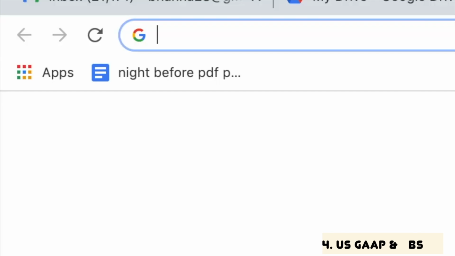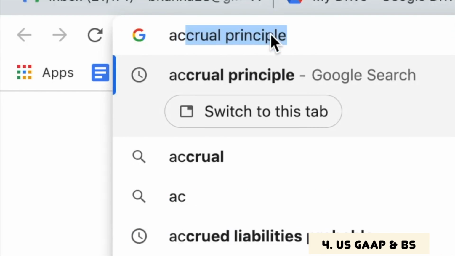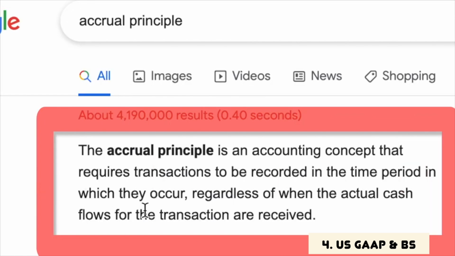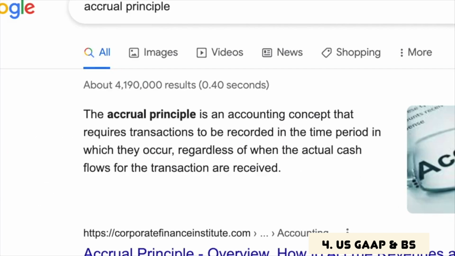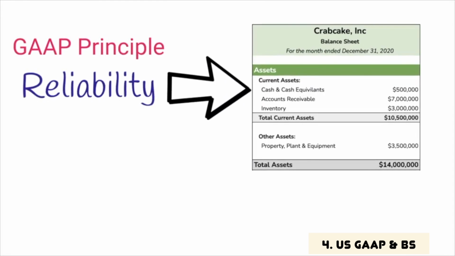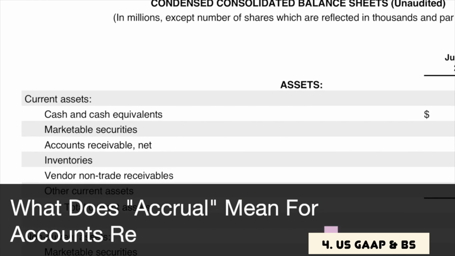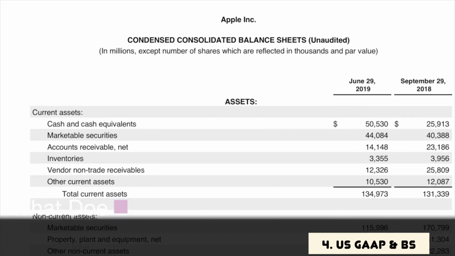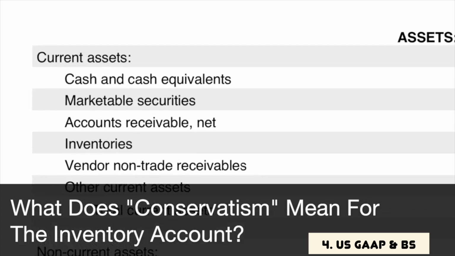Whenever I look up US GAAP principles such as accruals and conservatism, I often find cold, hard definitions that lack context. But how do these US GAAP principles relate to the accounts on the financial statements? For example, what does the principle of accrual mean for the balance of accounts receivable? And what does the principle of conservatism mean for the inventory account?